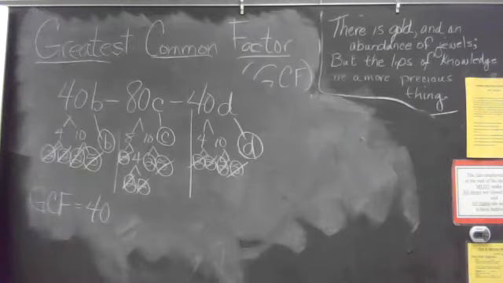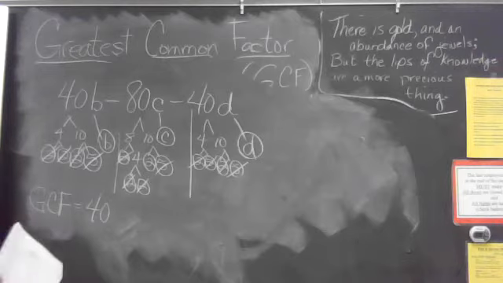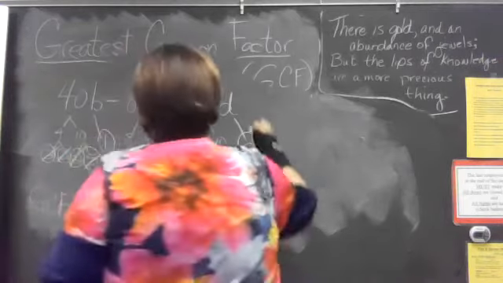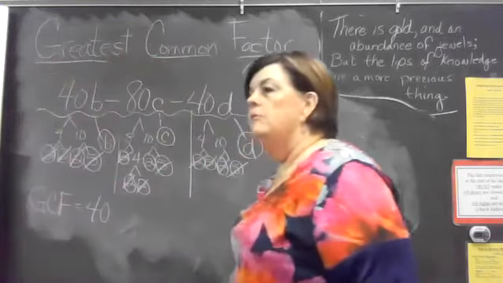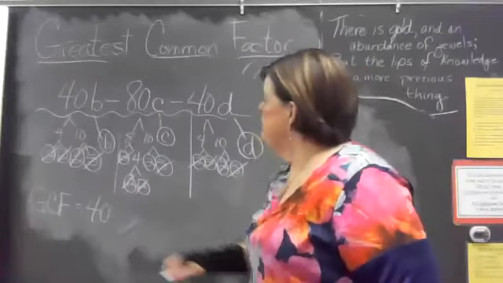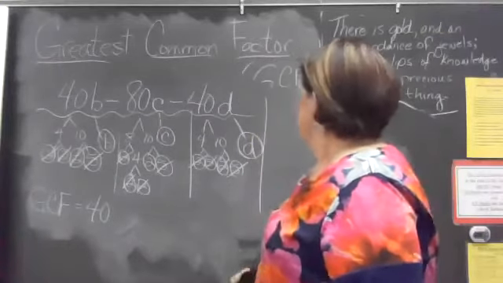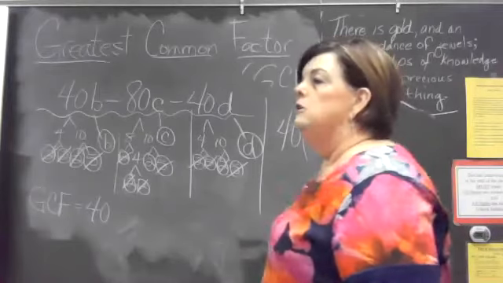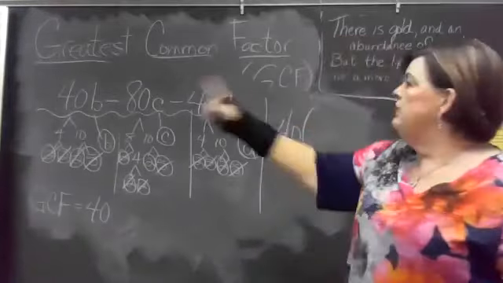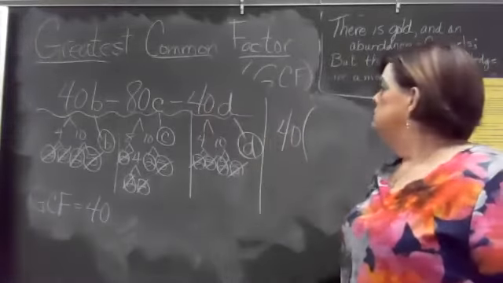And then we go one more step because it says now I need to factor out that 40. Up at the top it says factorize this. So I have to show what this looks like when I divide out the greatest common factor. Greatest common factor is 40. So I write the 40 out front. That's what I'm going to divide out of each piece.